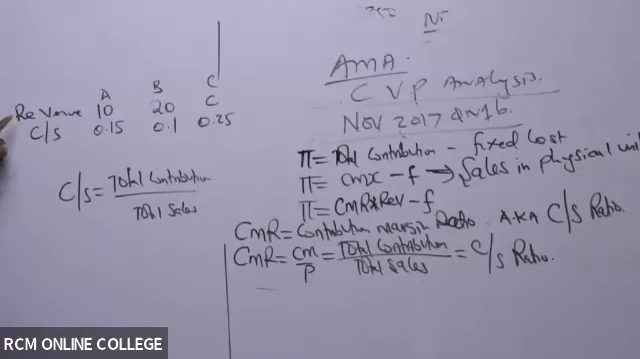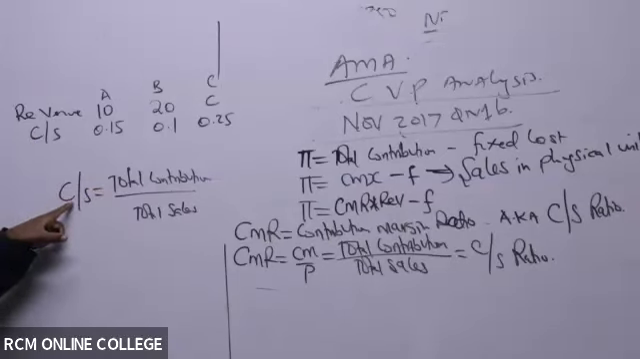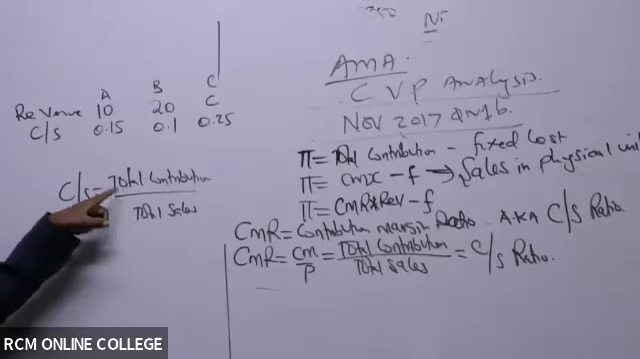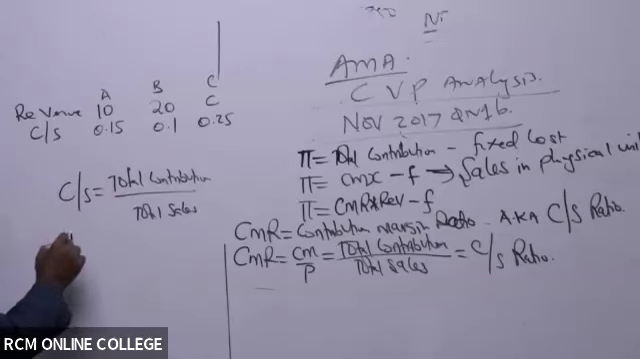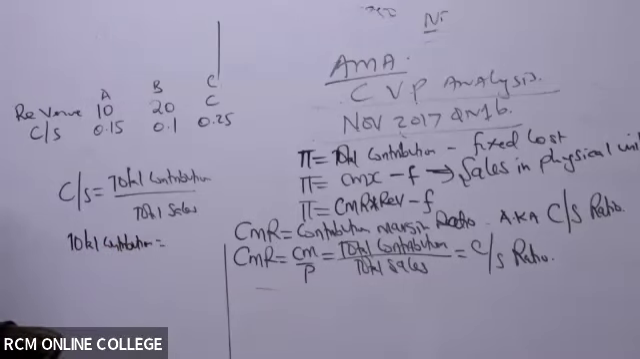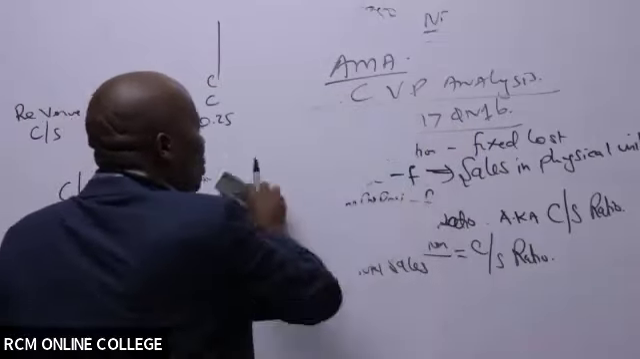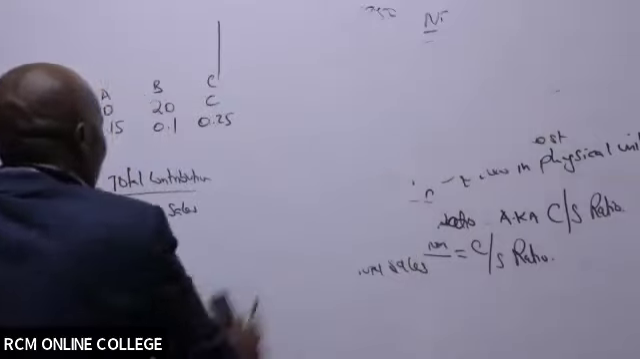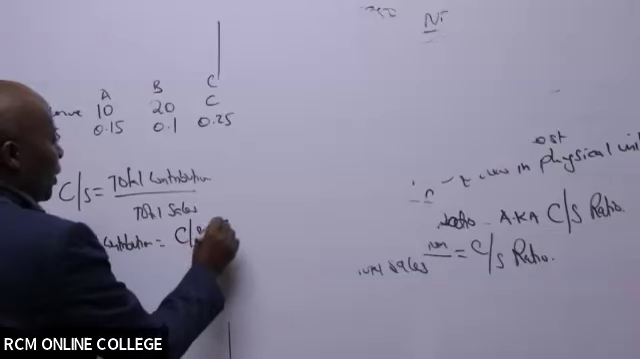So if I'm the one doing this question, the very first thing I would do, because I have sales and I have CS, is to get total contribution. You see, I have CS here, I have sales here, what I don't have is the total contribution. So make total contribution the subject of the formula. If you make total contribution the subject, what are we going to get? My total contribution will be equal to CS times total sales.